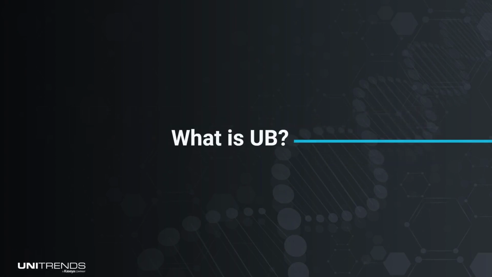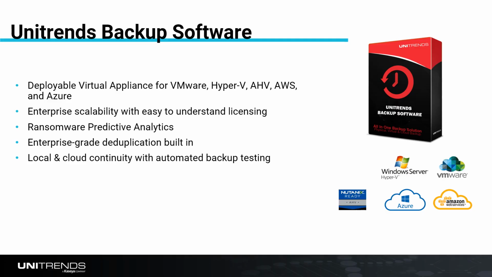Today we're going to be talking about what is UB. UB, or the Unitrends backup software, is a deployable virtual appliance for VMware, Hyper-V, Nutanix AHV, AWS, and Microsoft Azure. This offers enterprise scalability with easy-to-understand licensing and ransomware predictive analytics built in, along with all the great enterprise features that you would expect, like deduplication. We also add the ability to test these backups automatically, both local and in our cloud, ensuring that you can get your data off-site and that it will always be recoverable.